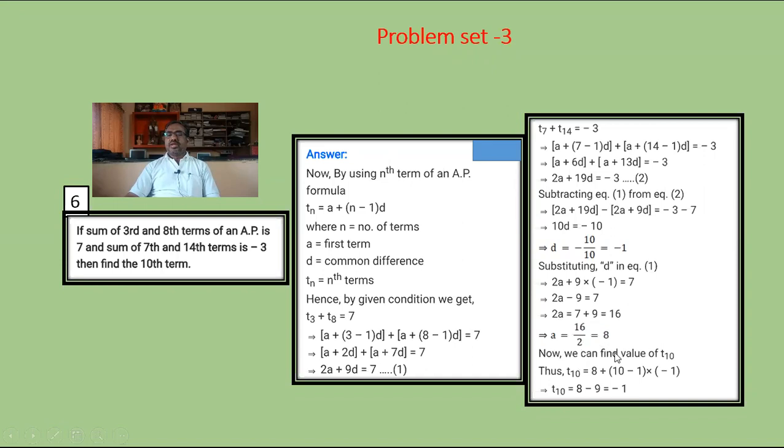Hence, to find the 10th term, T10 is equal to a, that is 8, plus 10 minus 1 multiplied by d, that is minus 1. Here 9 multiply minus 1 is minus 9. T10 is equal to 8 minus 9 is equal to minus 1. Therefore, the 10th term of this arithmetic progression is minus 1.